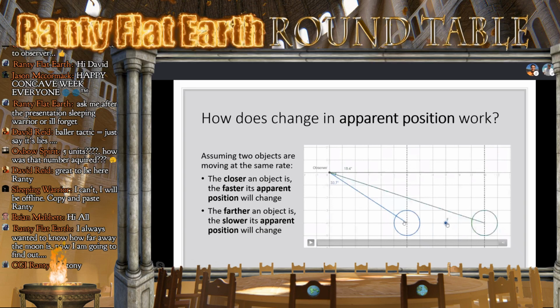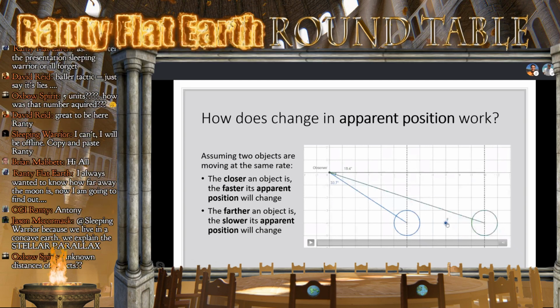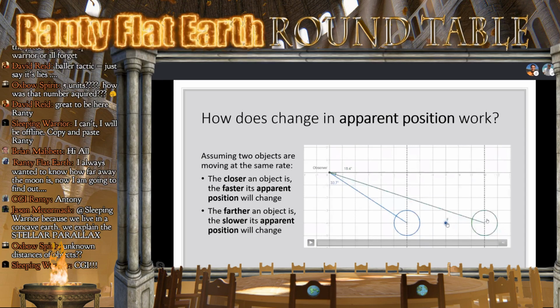The closer object appears to be 33.7 degrees deflected from looking straight ahead, and the more distant object appears to be 18.4 degrees. These two objects are now going to cover the same distance, 1, 2, 3, 4 units of space, in the same amount of time. But the closer object is going to appear to the observer to be moving faster than the further object, because the closer object is going to cover a greater angular distance in the same amount of time.